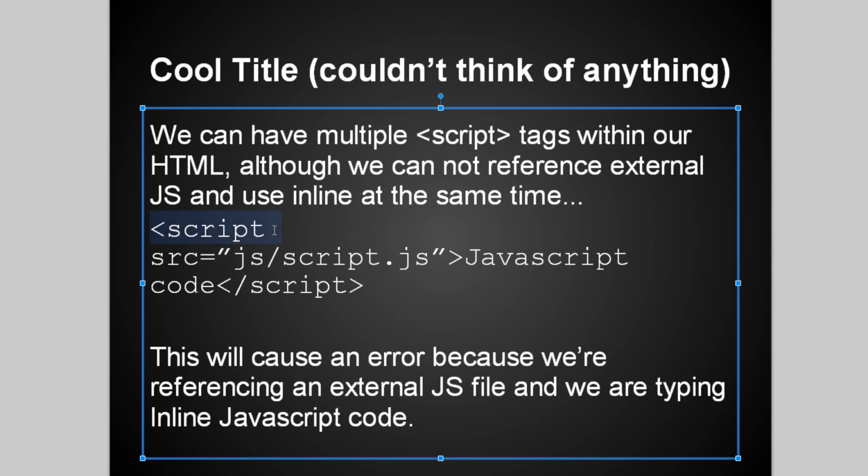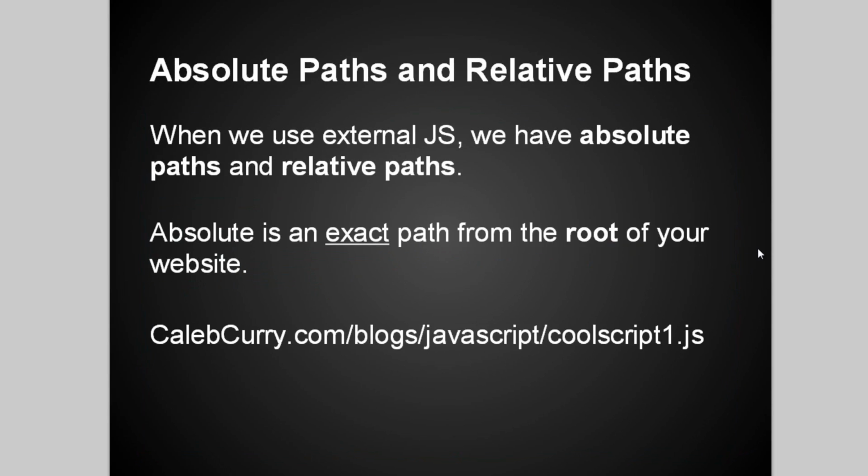So if you look here, I have a script and we're referencing an external JavaScript file in the JS folder named script.js. And then we have JavaScript code within the script tags. Well, that's two types of JavaScript referencing or coding, and we don't want that. This is not going to work out right. So there's two types of paths when we're referencing files for JavaScript.